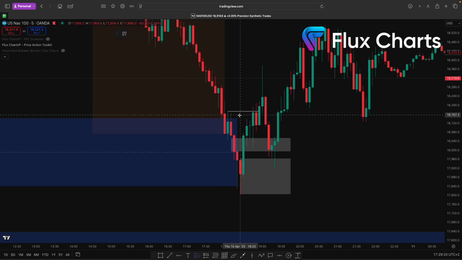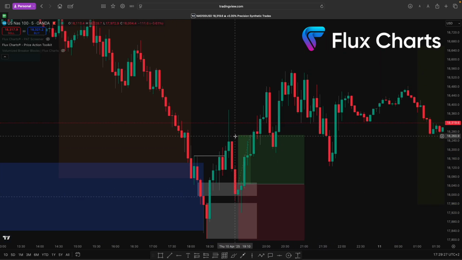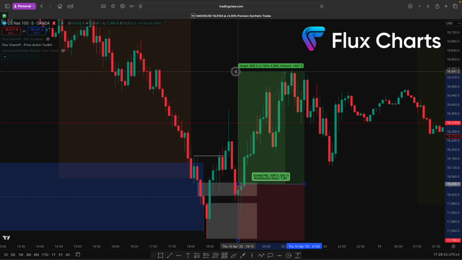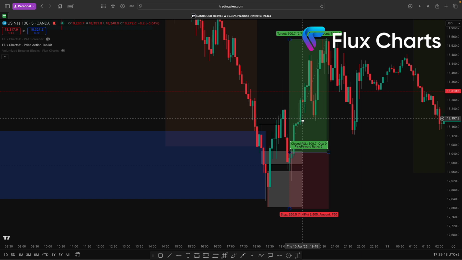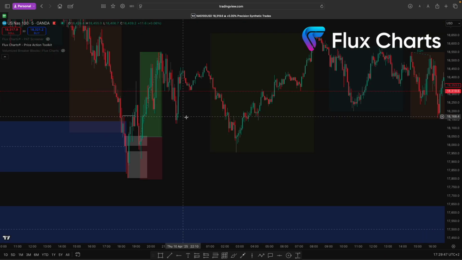So if you enter right over here on the retest, for example, put your stops below, and then you can target, for example, this order block here, or you can target a 1 or 2 risk to reward trade. And there you have a 1 or 2 risk to reward trade. And that's how you catch your entries.